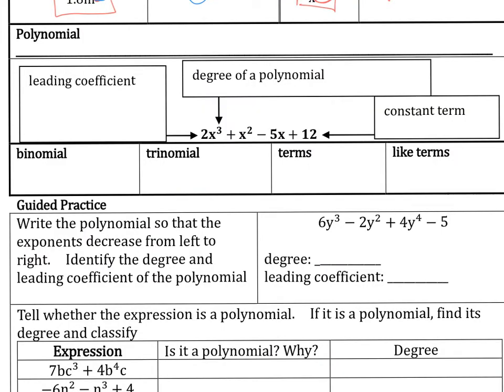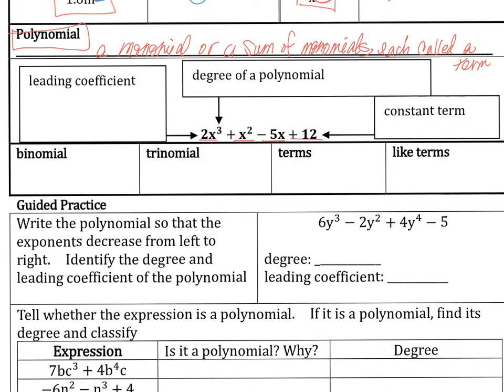Okay, now let's look at the word polynomial. Polynomial just means a monomial or a sum of monomials, each called a term. So let's look at an example of a polynomial. 2x cubed plus x squared minus 5x plus 12.